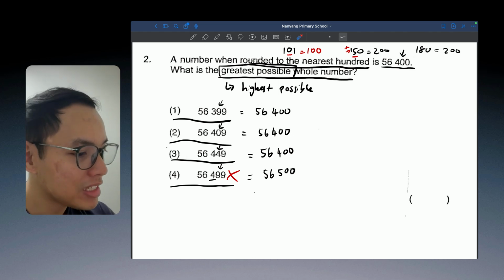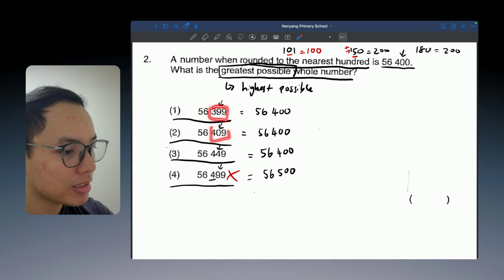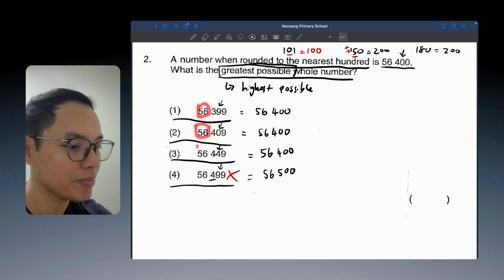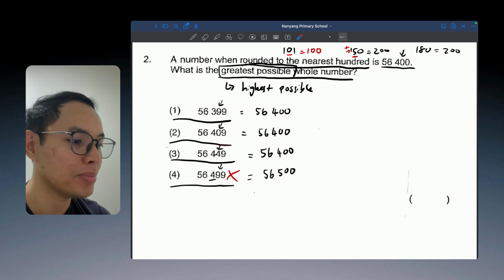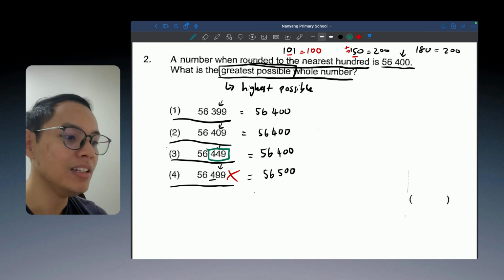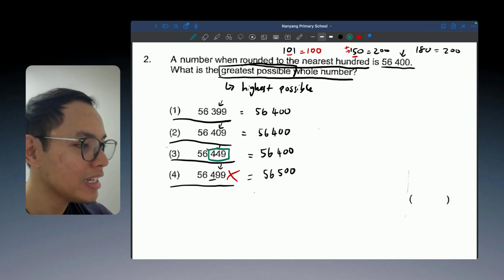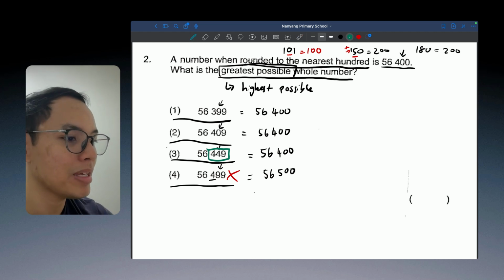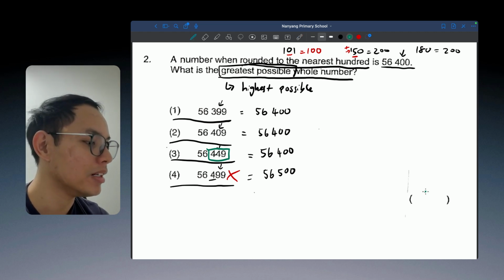Now, out of these, what is the highest number? Because all of these have the same thousands place, the 56,000, we know that already. But out of these three numbers, which is the greatest, which is just another word for highest? If you say that the highest number is 449, then you are right, because 449 is bigger than 409 and it's also bigger than 399. So that means the answer for this question is number 3.